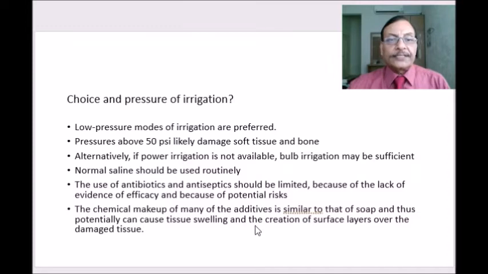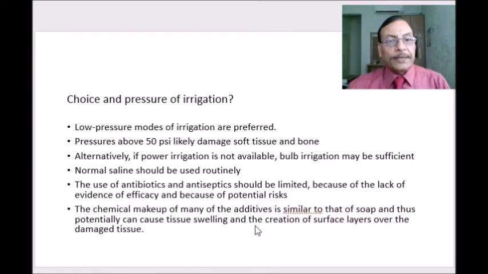Low pressure irrigation is usually preferred. Pressure above 50 psi usually damages the soft tissue. And if power irrigation is not available, a bulb irrigation is usually available in the operation theaters that can be used, that is, if that gives sufficient pressure for the dirt and the contamination to be removed. Normal saline is a good choice for the irrigation.